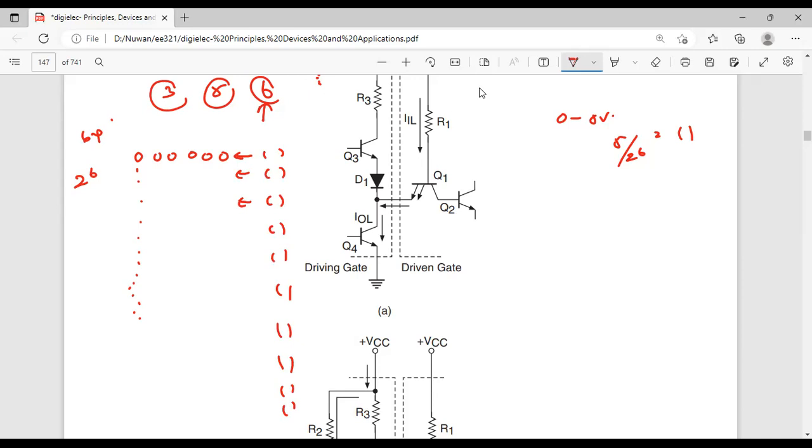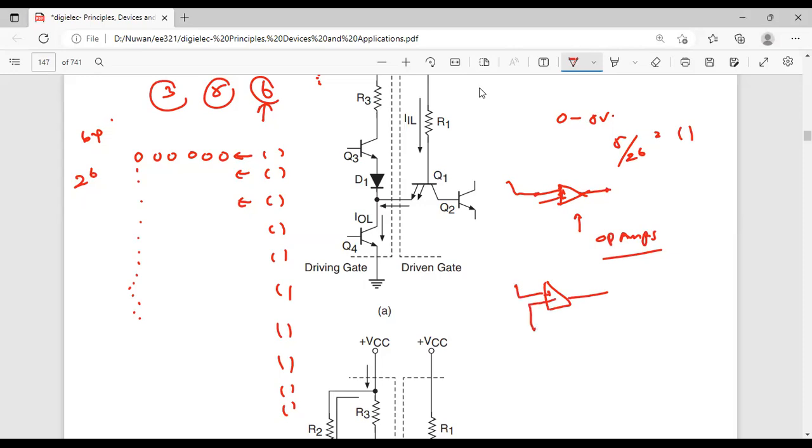Then you have to use the comparator. Comparator means op-amps. I think you know the basic idea of how we can design an ADC using op-amps. So you can use op-amps to do this task, if you consider op-amps like this.